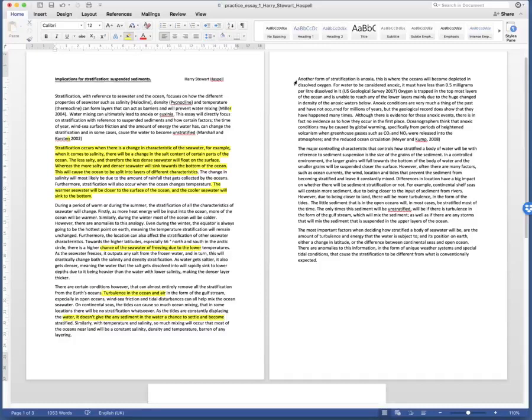So I personally would remove this paragraph completely, which gives you the ability to put a little bit more detail into the first couple of paragraphs that describe stratification, and this final paragraph here, which I suspect is going to move into the sediments.